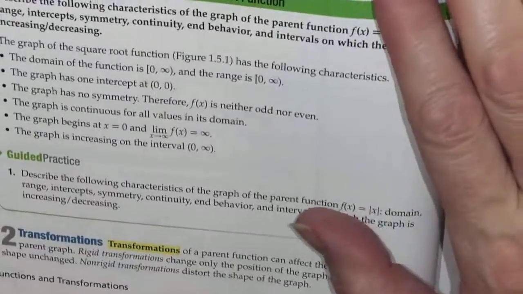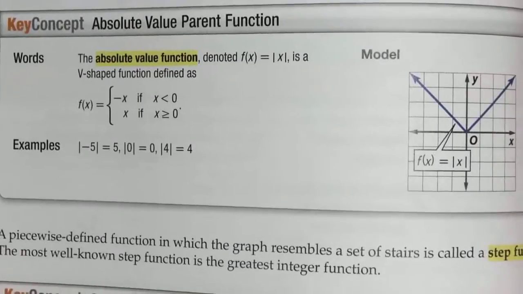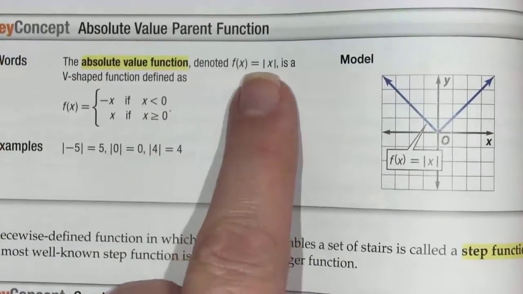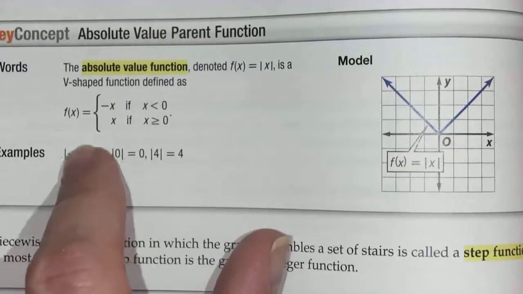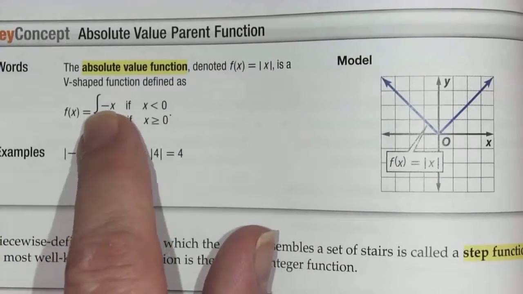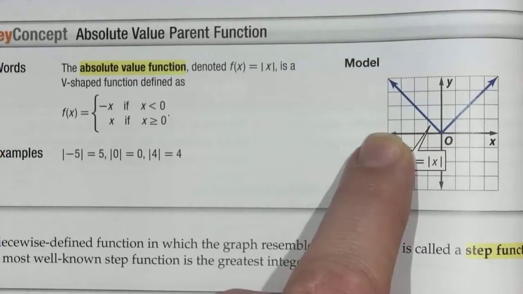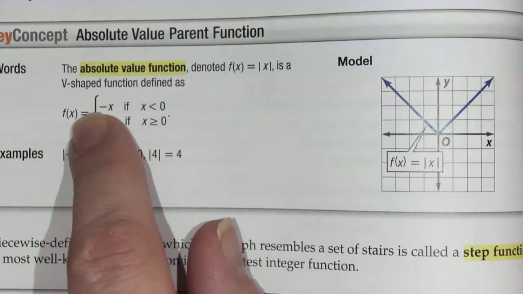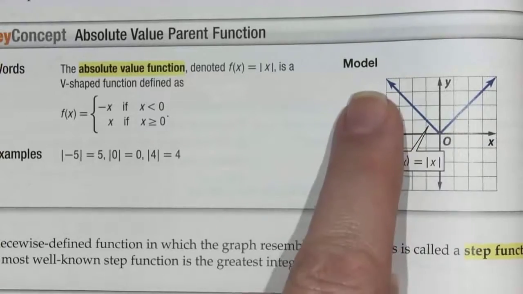Okay. Now, let's look at absolute value functions. The absolute value function, denoted by f of x equals the absolute value of x, you should remember that, is a V-shaped function defined as a piecewise function. So when x is negative for the parent graph, so anything to the left of 0, it's going to be the opposite of x. So that's what your graph is going to be looking like, the opposite of x.